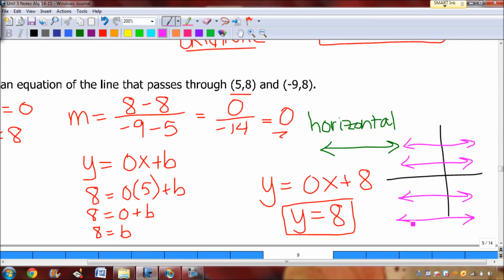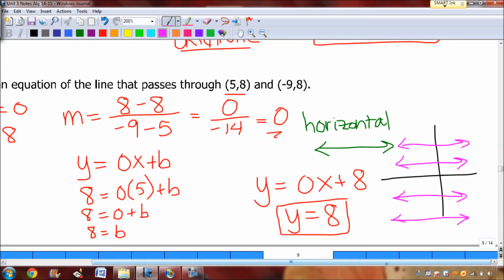But the most important thing that you need to know for this one, you don't even have to do all of this work out. All you have to do is think, where are my points? Well, I have 5, 8, so I'd go to the right 5 and up 8. So here's 5, 8, and here's negative 9, 8. I would go to the left 9 and up 8. So here are my 2 points. When I connect them, there's my parallel line.